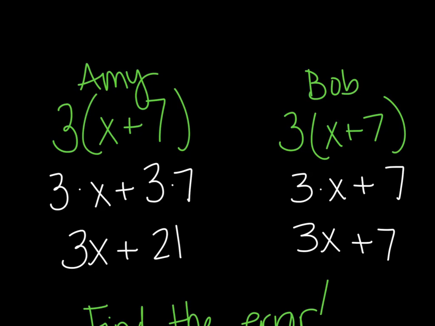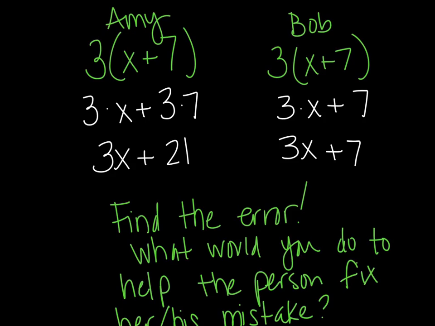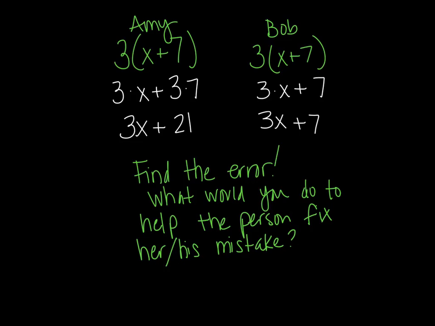So on this last screen, we have an example of 2 people who have taken the expression 3 multiplied by the quantity x plus 7 and used the distributive property. I'd like you to take a moment to look at these 2 answers and then try to find the error. So if I slide up now and make this just a little bit smaller for you, okay, I would like to know if you can find the error and what would you do to help the person fix her or his mistake so that they don't continue to make the same mistake when using the distributive property.